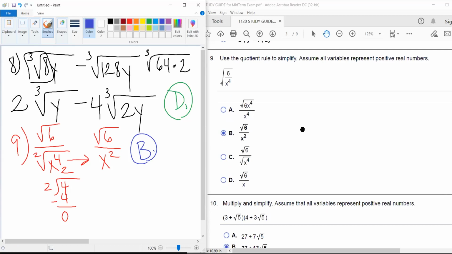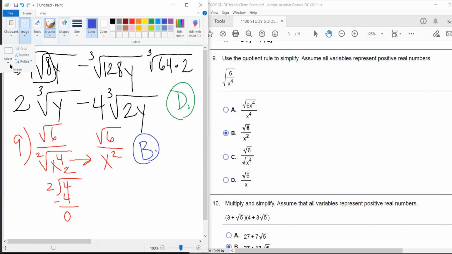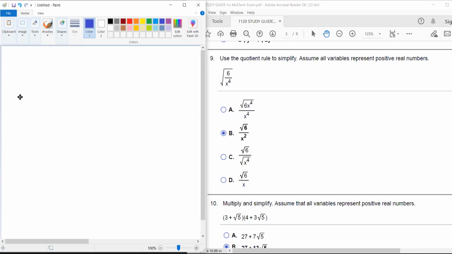The next question also involves radicals, but we're multiplying them now. Multiply and simplify. Since we're multiplying two binomials, we can use something y'all are familiar with, the FOIL method. So we have 3 plus square root of 5 times 4 plus 3 square root of 5.